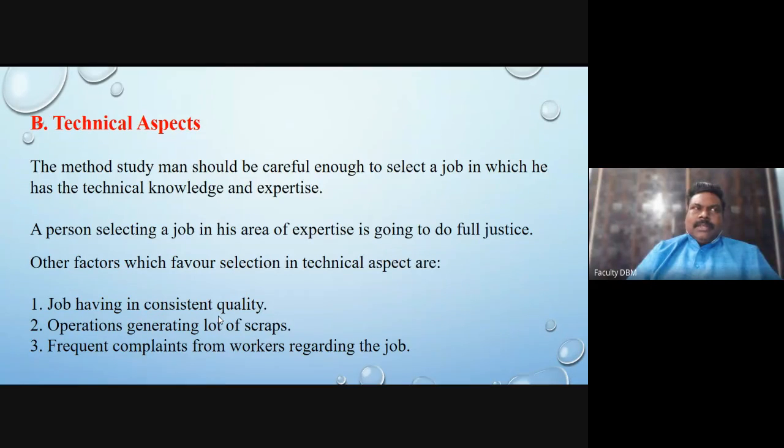Without increasing quality, no need to consider that job for the change. Operation generating lot of scraps. If that operation gives a lot of scrap, for example, a juicer machine is going to give juice only 10% of the whole fruit, and another juicer gives 50% of juice. Which is better? The 50% juice is better.